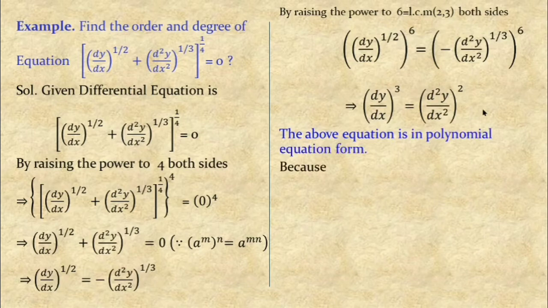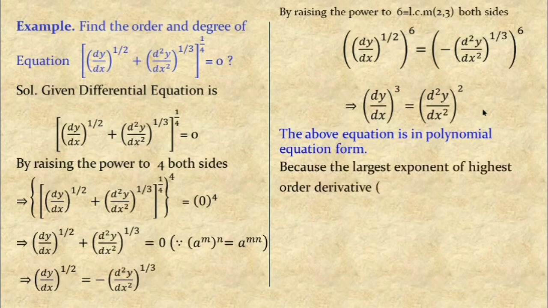Okay, so after getting the polynomial form, we look at the largest exponent of the highest order derivative. What is the highest order derivative in this equation? This is the highest order derivative, and for this highest order derivative there is only one exponent, that is 2. So because the largest exponent of the highest order derivative is 2, the degree of the equation is equal to 2. That is the degree.